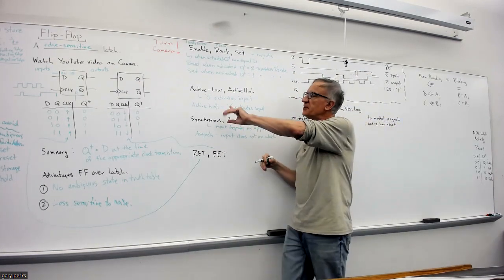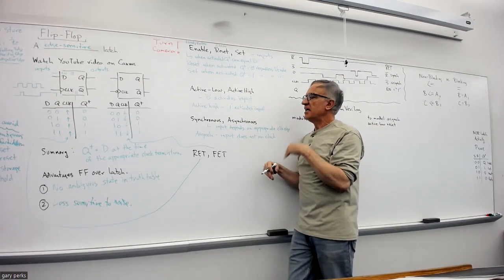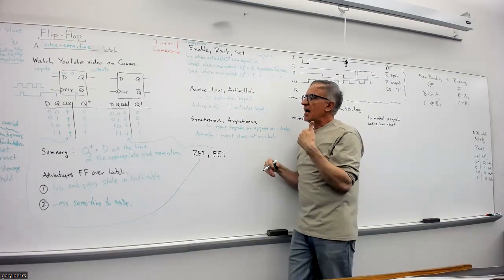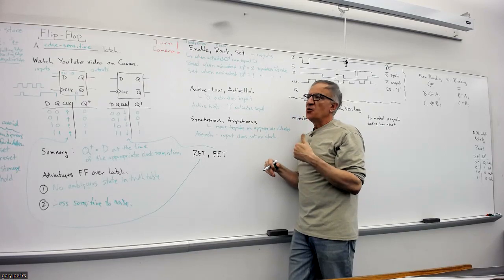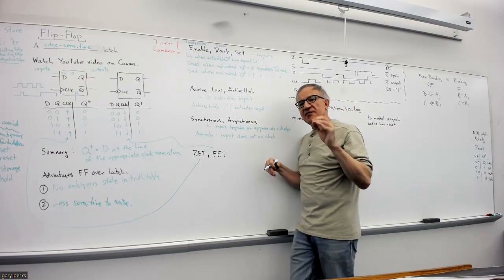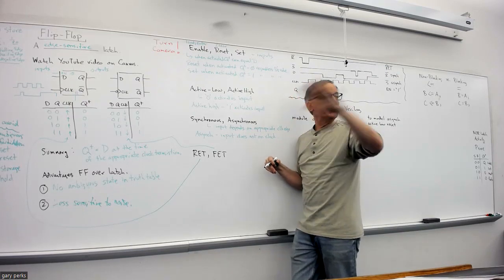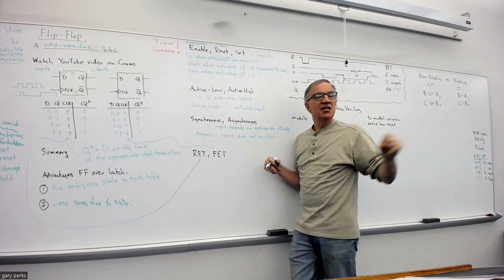So let's say you have an asynchronous active low reset. Well, if it's asynchronous, the minute that active low reset goes to 0, the reset is going to happen and the Q output is going to go to 0.